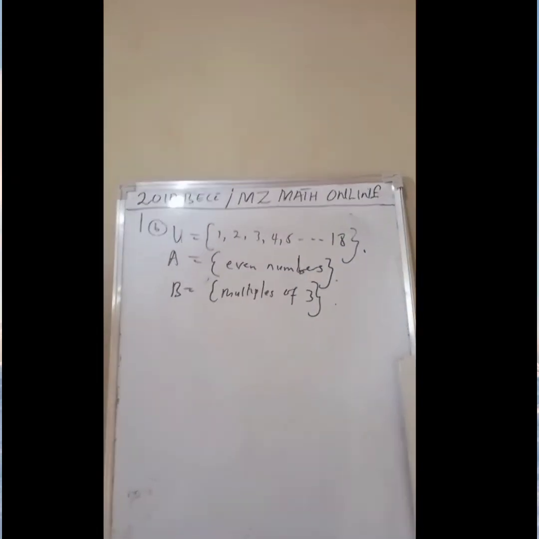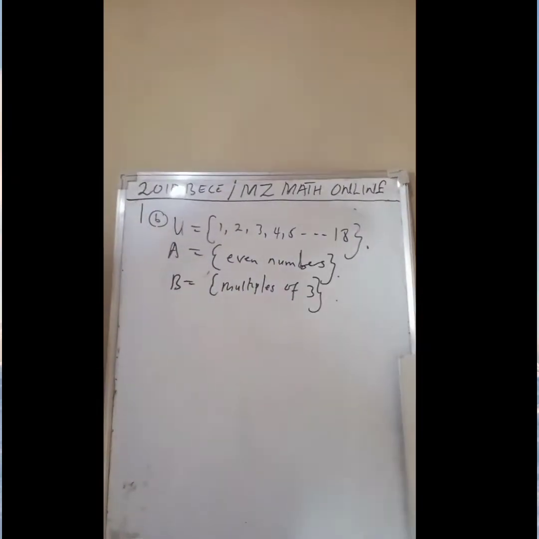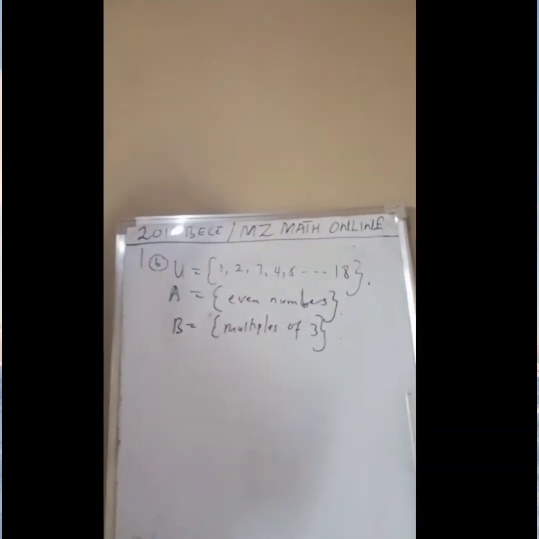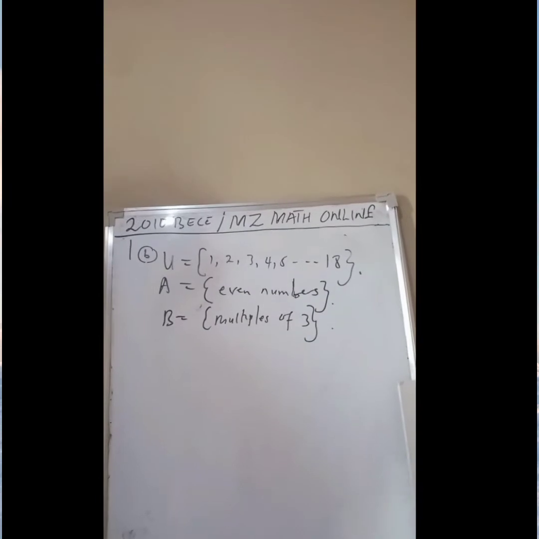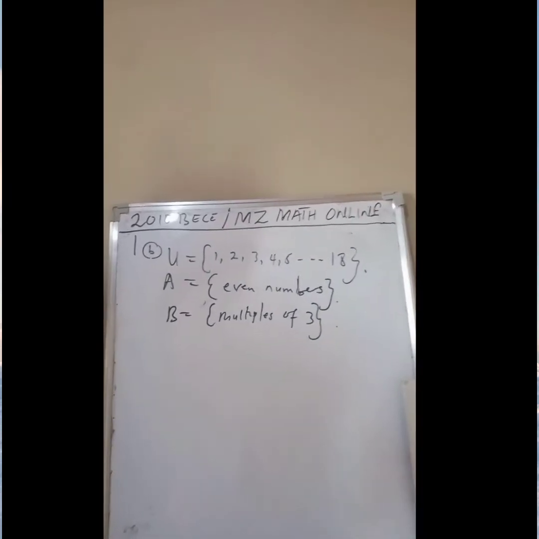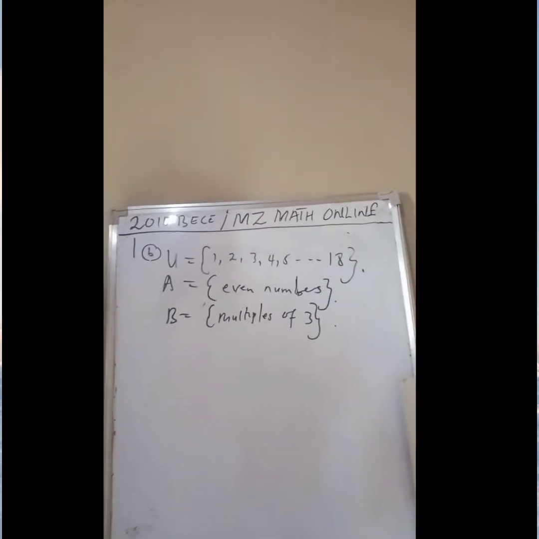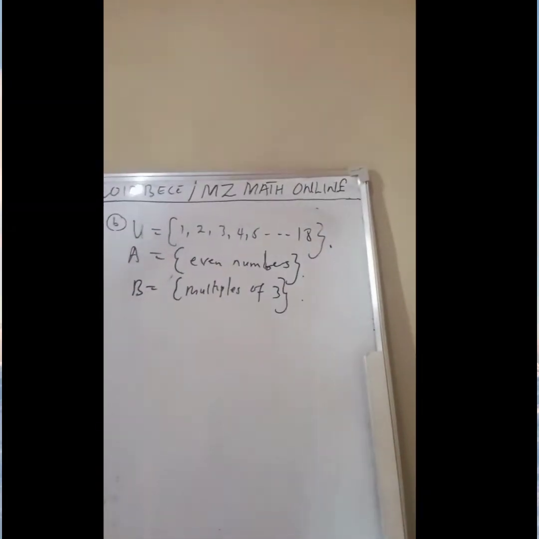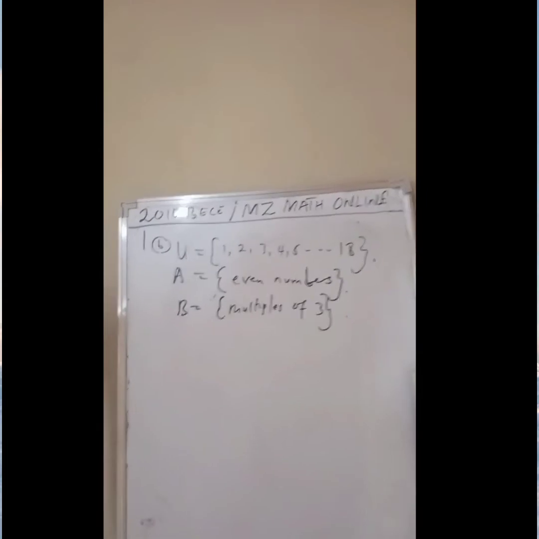Answer question 1B. Now 1B, we are told that the universal set U is a set of counting numbers from 1 to 18, and then set A and B are subsets of the universal set, and that set A is a set of even numbers and set B is a set of multiples of 3.